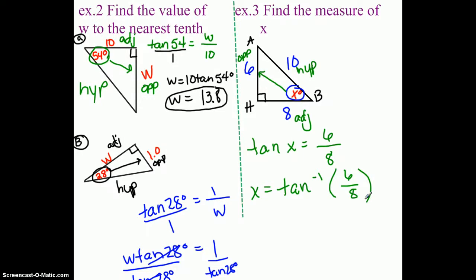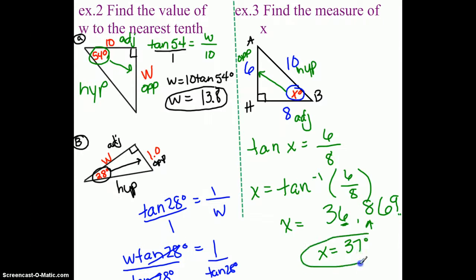So usually it's a shift and tangent button in most calculators. So then I do 6 divided by 8 in my parentheses. Now in this one, if they ask you to find an angle, this is 36.869, keeps going. Most of the time they have you do angles to the nearest degree, which would be here. So this is enough to round up. So that's going to be 37 degrees for x.